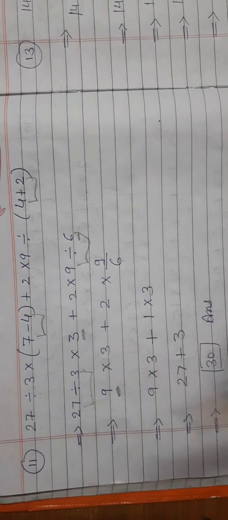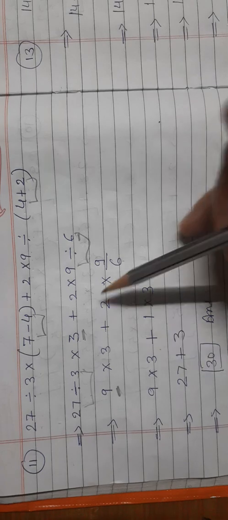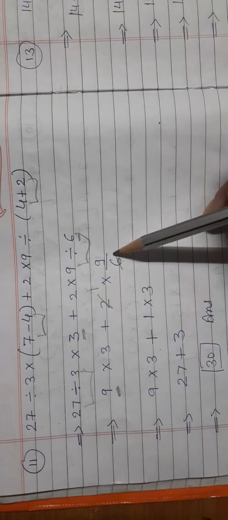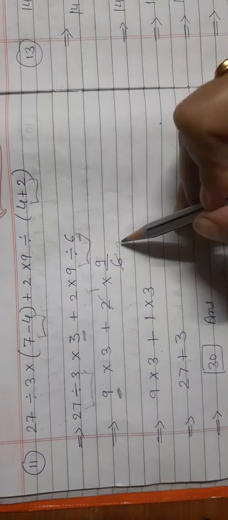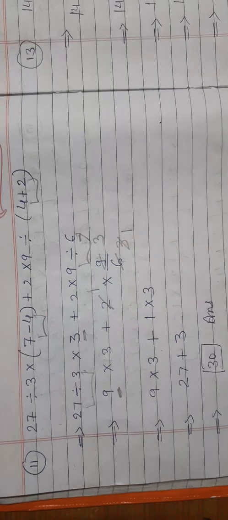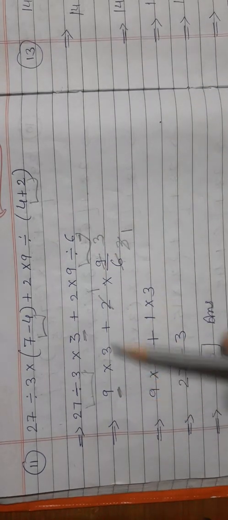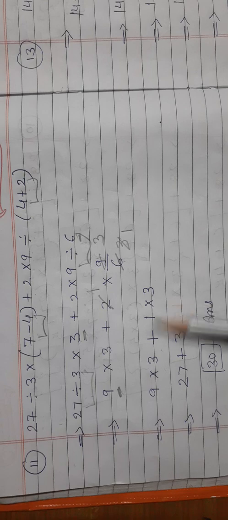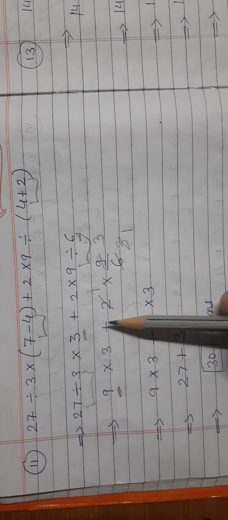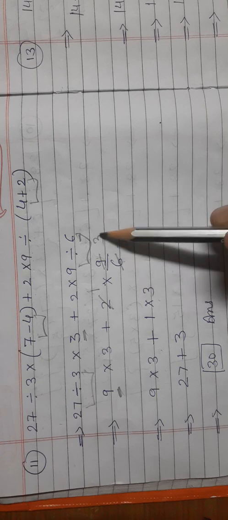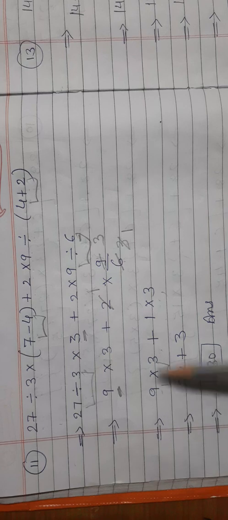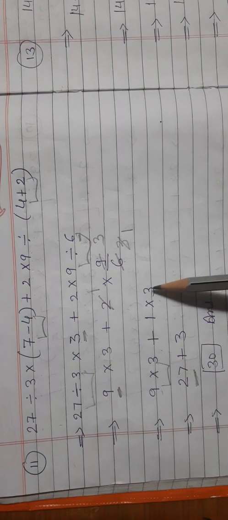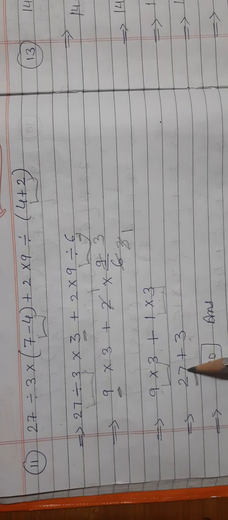Now in the next step, 9 into 3, 2 ones are 2 and 2 threes are 6. 3 ones are 3 and 3 threes are 9. And in the next step, keep the remaining digits same, that is 9 into 3 plus 1 into 3. Now multiply 9 into 3 is equal to 27 and 3 into 1 is equal to 3. Now add both the digits and we will get 30.